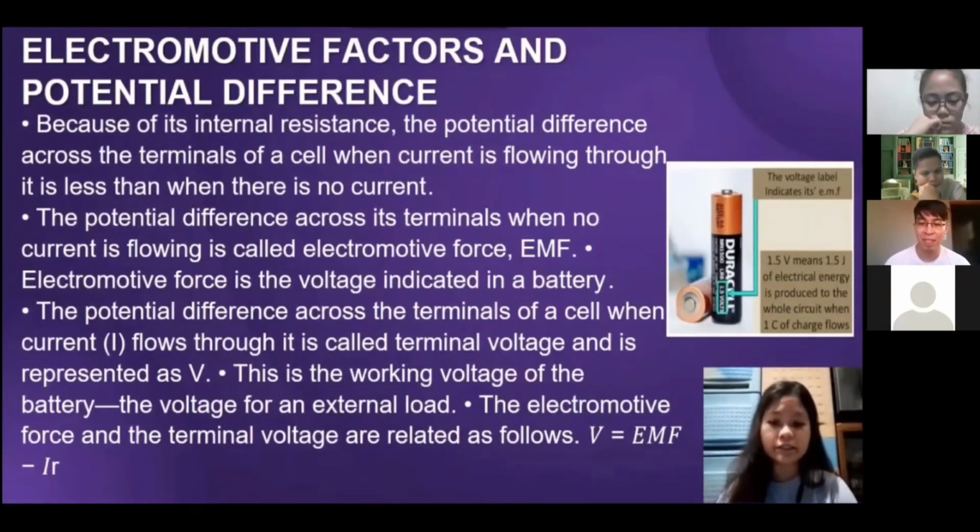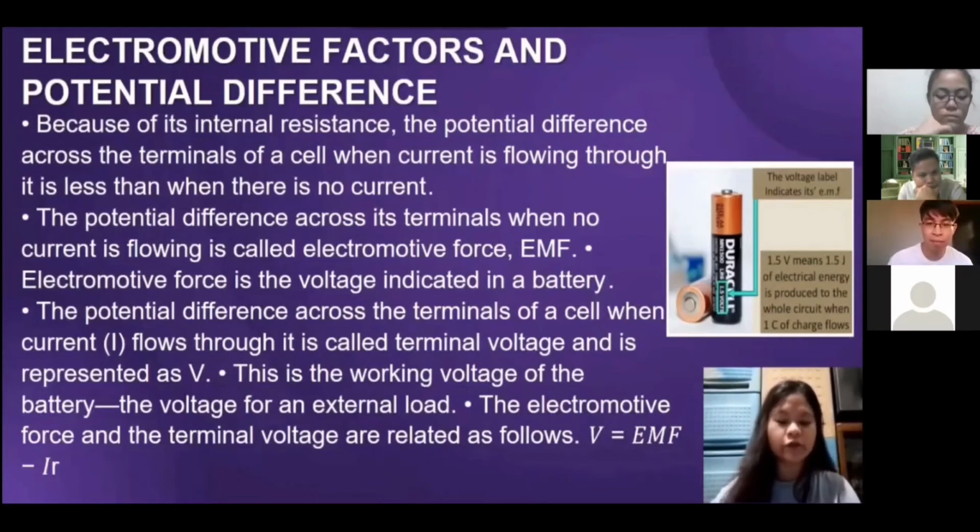The potential difference across the terminals of a cell when current I flows through it is called terminal voltage, and it is represented by capital letter V. This is the working voltage of the battery, or the voltage for an external load. The electromotive force and the terminal voltage are related as follows: V is equal to EMF, the electromotive force, minus IR.